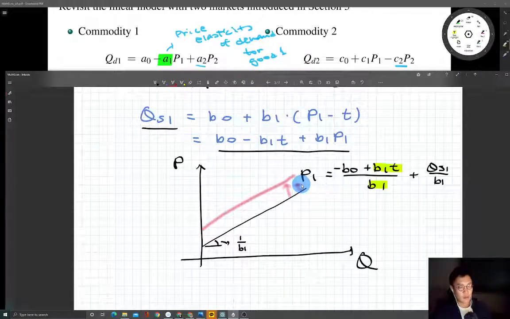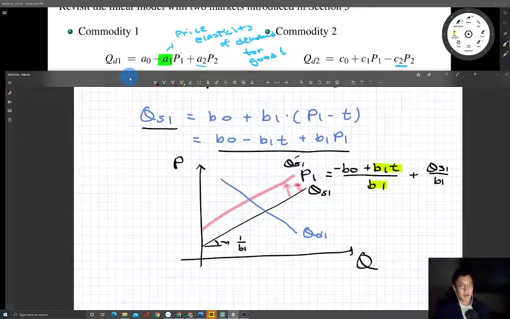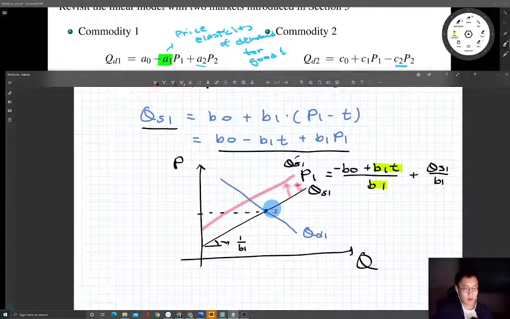Okay, so with that, because there is no change in the demand, this is QD1, and the original supply curve is QS1, but after tax, it will shift up by t. Let me call that QS1 prime. And the equilibrium price is determined at the intersection between supply and demand. The previous equilibrium price was right here, and I can see that after tax, price will increase by this amount. So there will be some increase in price.